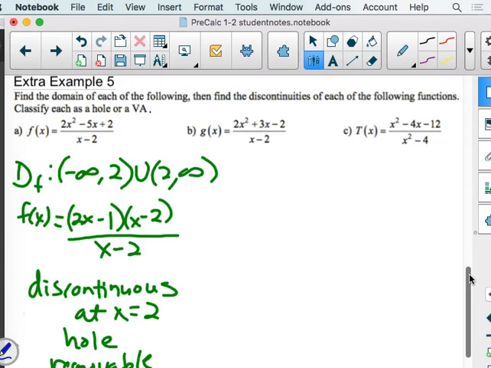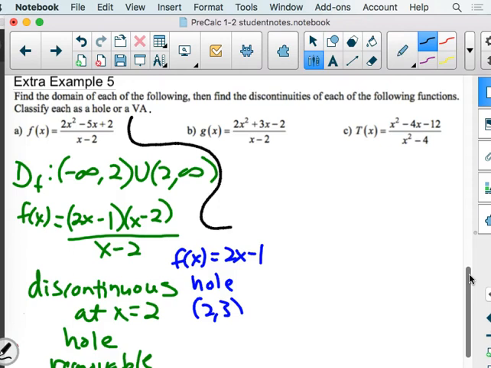What you do is you literally do the canceling, and then you take that 2 and you put it in there, and you see what you get. So the y value will be 2 times 2 is 4, and 4 minus 1 is 3. So your hole will be at 2, 3. All right, B.